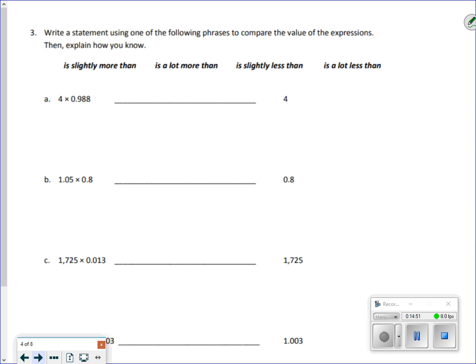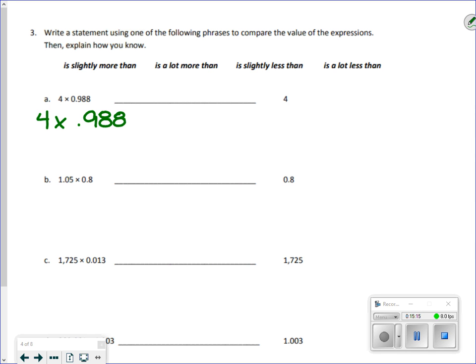So if I have 4 times 988 thousandths, and I'm comparing it to 4, is it going to go less than or more than?